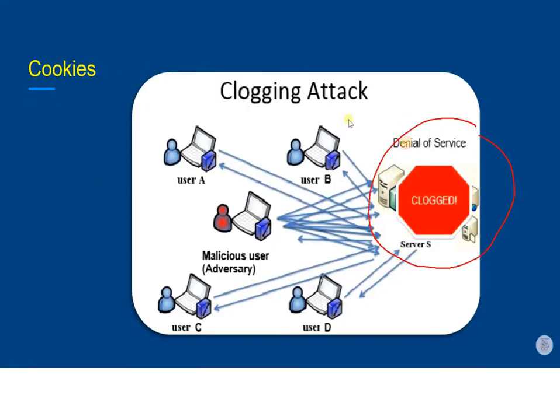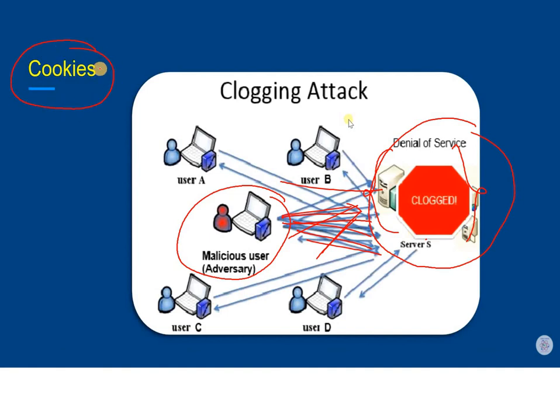So this is a clogging attack. You can see in the picture. User A, user B, all want to communicate with the server, but here there is a malicious user. He wants to generate a large number of keys. While generating more keys, the server becomes clogged. Clogged is nothing but the server is confused because it is generating so many keys and so many keys are shared between the users. So this is called a clogging attack. So how to avoid the clogging attack? We can avoid the clogging attack by generating cookies.